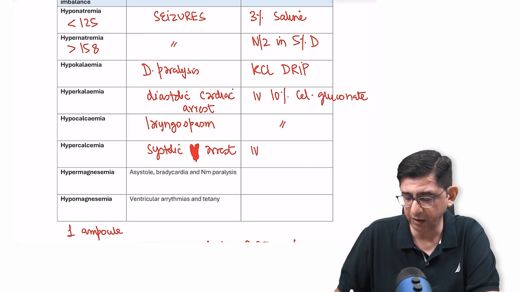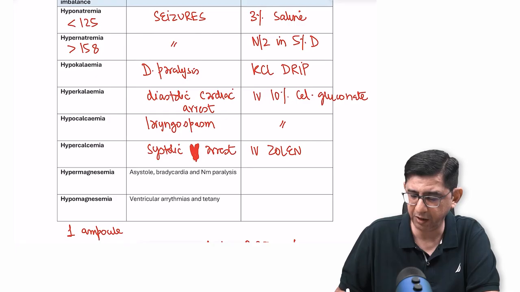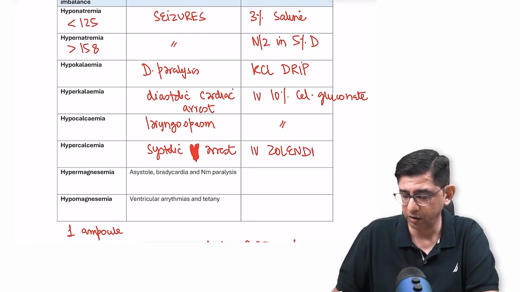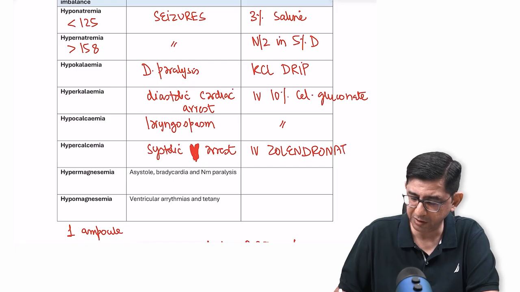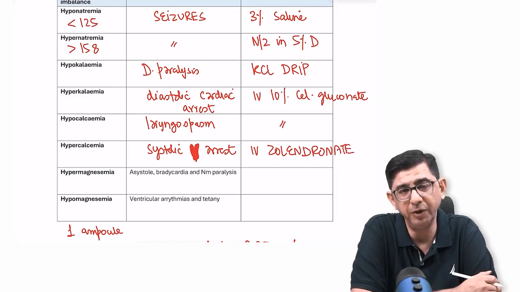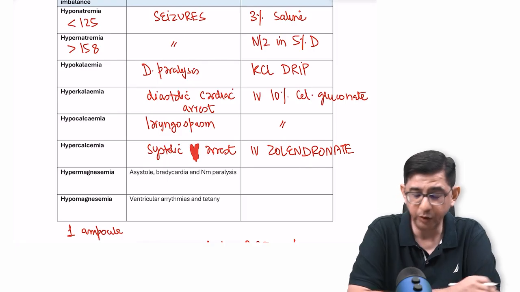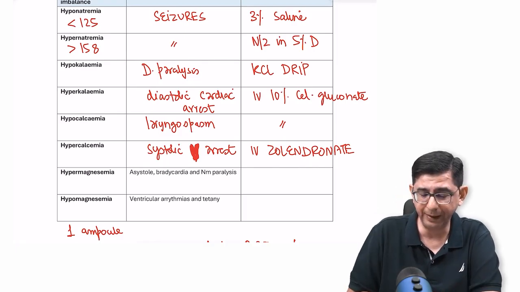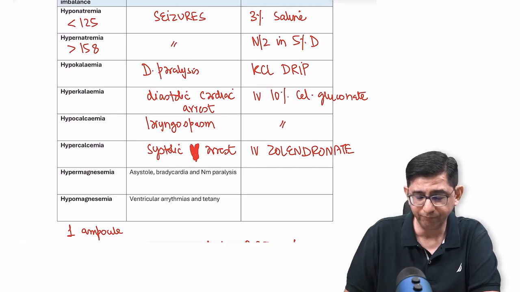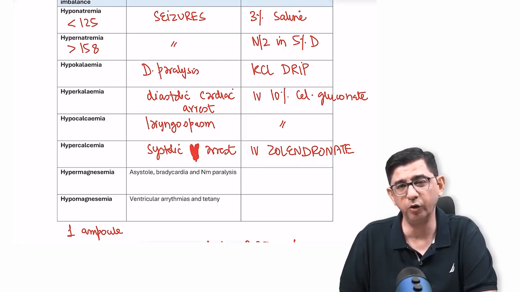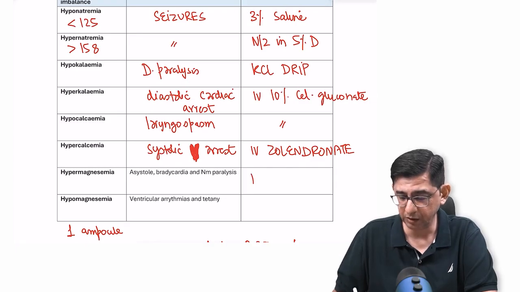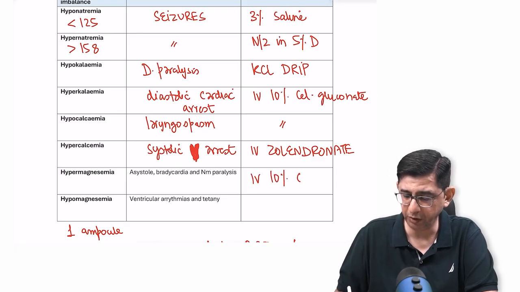So I can be giving a bisphosphonate that can be given intravenously, like ibandronate or zoledronate, for management of these patients. Then hypermagnesemia is when values would usually go in excess of like 10. That's when a patient can have cardiac arrest or neuromuscular paralysis. And this is the third time that 10% calcium gluconate will be used.